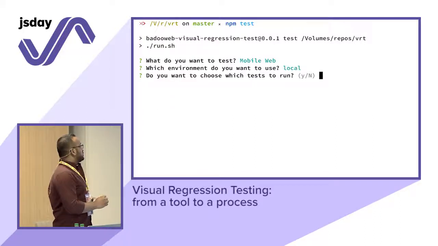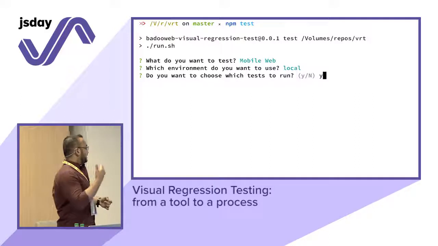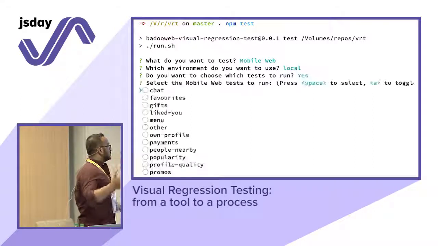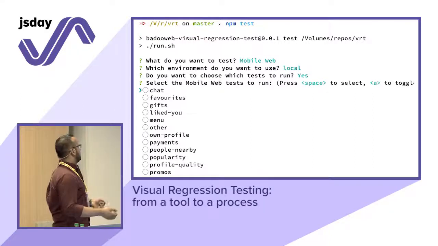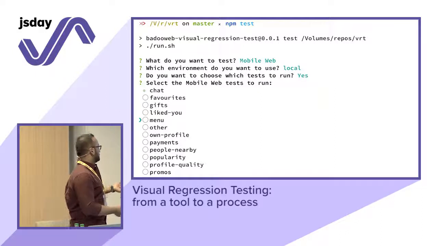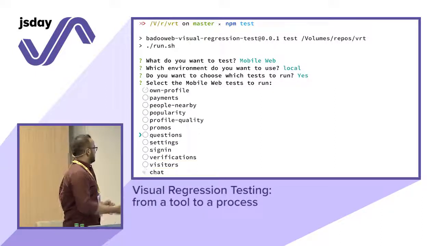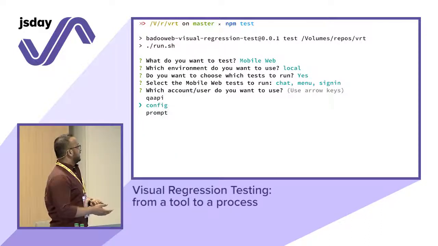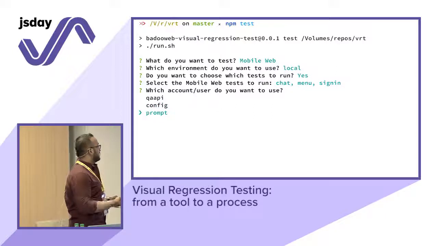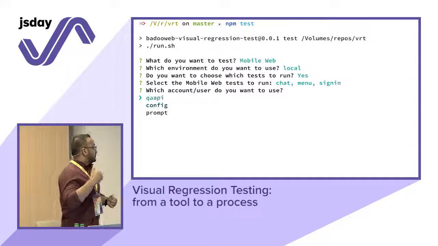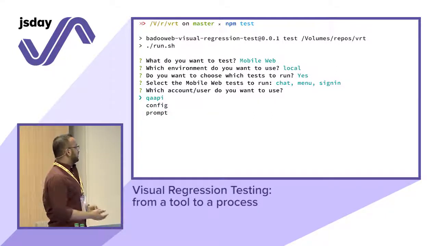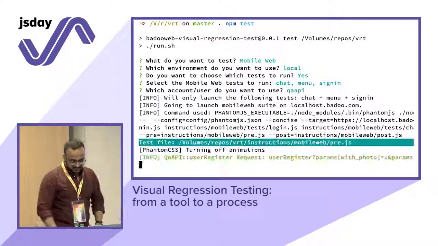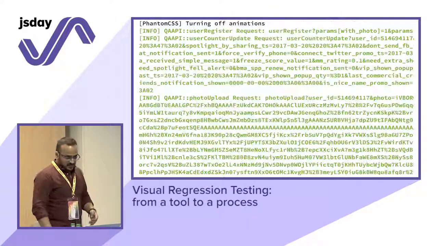And then I can choose the number of tests I want to run. We have a number of screens in the application. So I can say I want to run chat, I want to test the menu screen, and I want to test, say, the sign-in screen. The next thing is kind of internal. Basically, we have different kinds of user accounts. You can use your own testing account, or you can generate one on the fly. As soon as you choose one, your test will start running, and it will give you the results.